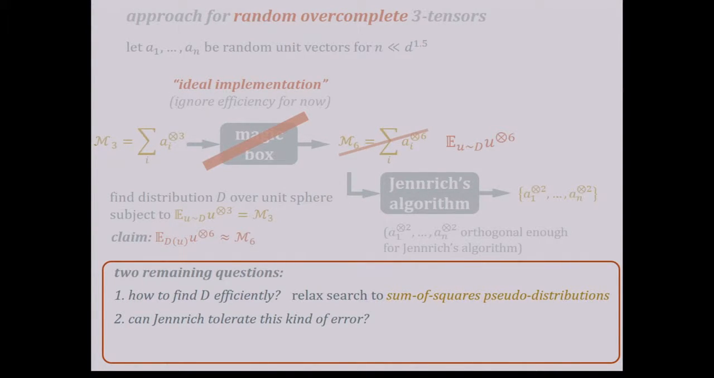The second question: can Jenrich tolerate this kind of error? So here the answer turns out to be no. The error is too large. Okay, so that's the problem. So what do we do? Well, you can sort of see it.